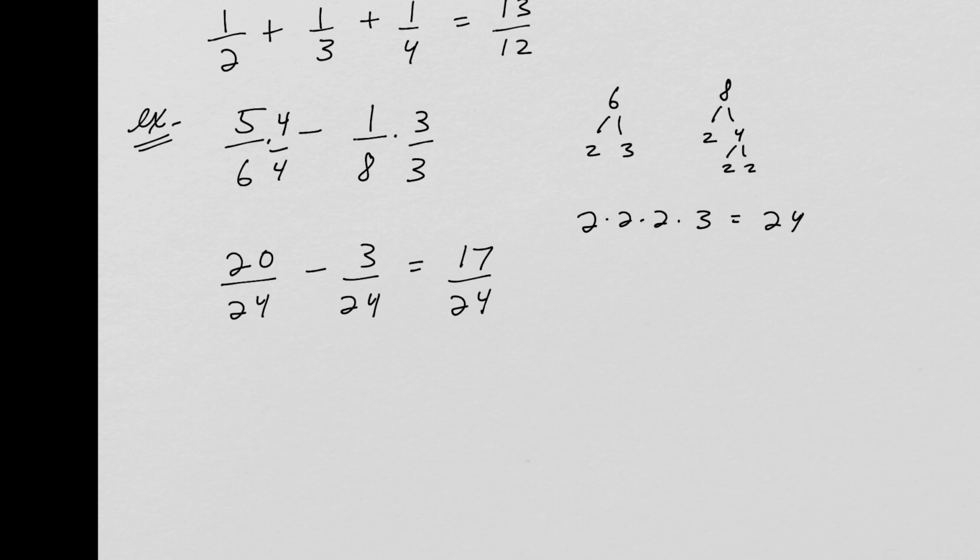And I can't simplify it. How do I know I can't simplify it? Because 17 is a prime number and it doesn't go into 24 evenly. So that's the smallest, that's the lowest I can go. That's the best I can simplify that fraction to. So 17/24ths is the correct answer.